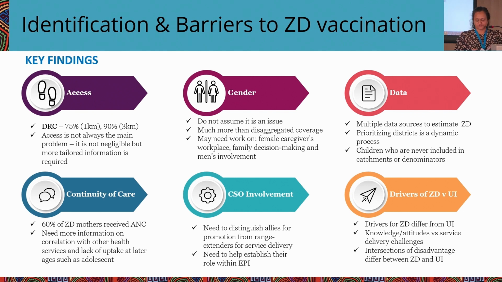For drivers of zero-dose and under-immunized, we found that there are different drivers for each. So while zero-dose may be more based on knowledge gaps and attitudes towards vaccination, under-immunized, or the chances of parents bringing their child back for subsequent doses, was really driven by service delivery challenges. That included the attitudes of healthcare workers, long wait times at the health facilities, and even stock out of vaccine.